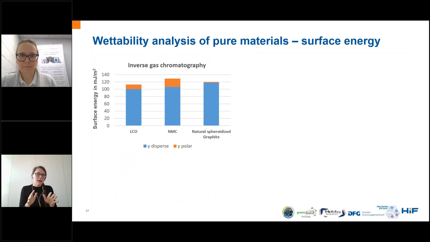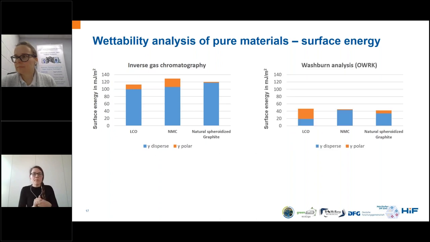Okay, so this is again the surface energy obtained for LCO, NMC, and the natural spheroidized graphite, just for those three components. Now as a bar chart and a bit different visualization. We have the dispersive part in blue and the polar part in orange. This is for comparison reasons, because with the Washburn method I told you, we can also extract the surface energy from there with the OWRK method.